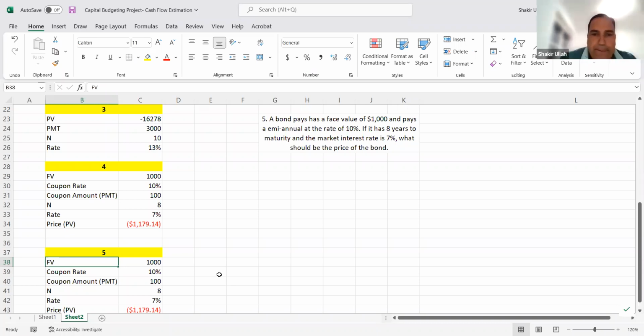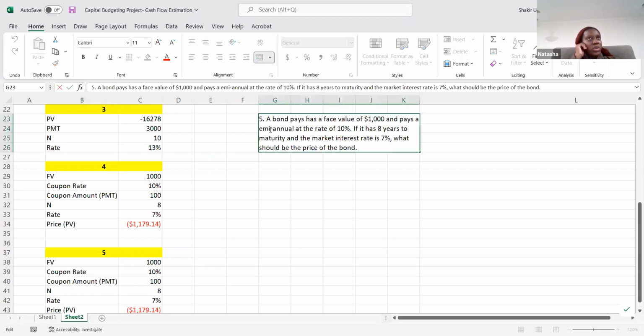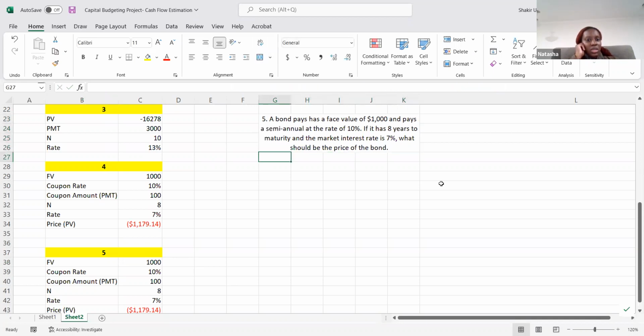So where we have 8 years, we would have to, I guess, double it because it's being paid semi-annually. So not double, but halve it. Half, okay. So if it were paying $100 per year, it'll be $50.